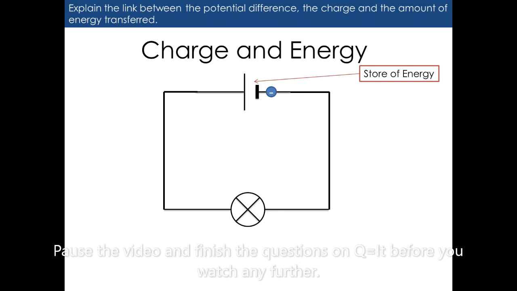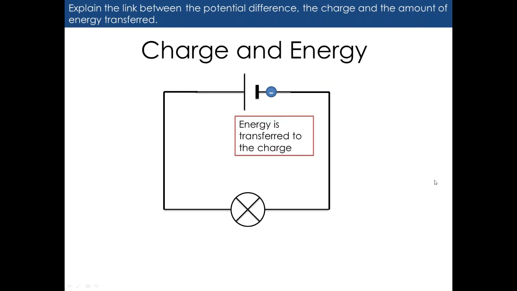So hopefully you've done all of those questions for Q equals I times T now, and now we're going to look at charge and energy. So if we've got a simple circuit, the cell is a store of chemical energy, and that energy can be transferred to the charges in the circuit, which for metal wires is going to be electrons. So the energy is transferred to the charge, and the charges are able to move around the circuit.